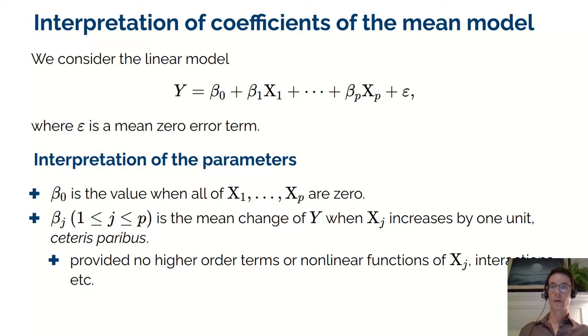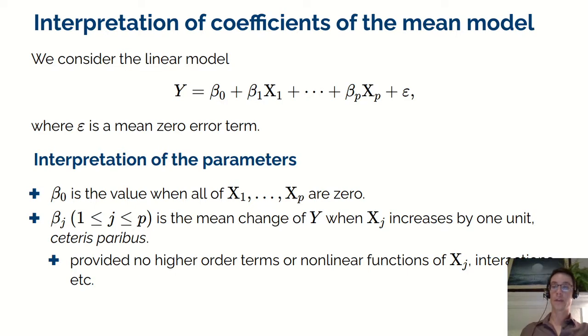If you recall the basic model, we have a random variable y, which we express as a linear combination of p different explanatory variables x1 to xp, and there is an additional error term which we believe is mean zero, so our model is correctly specified on average. How to interpret the parameters in the general case?